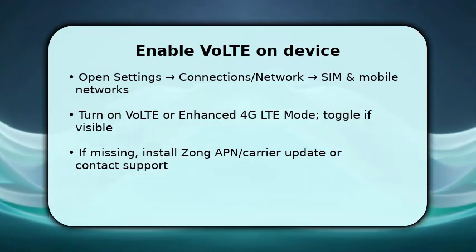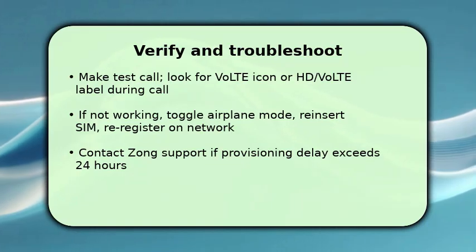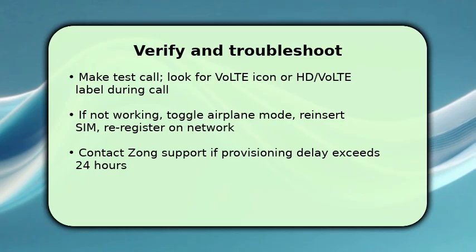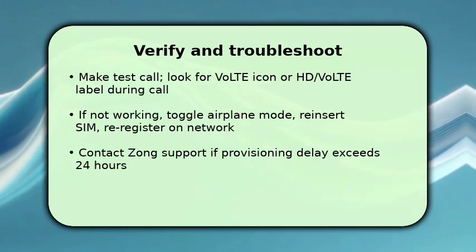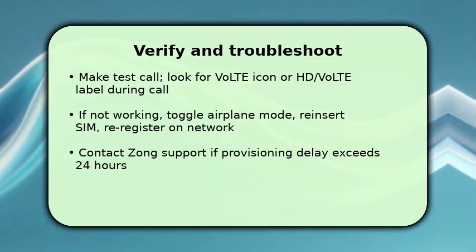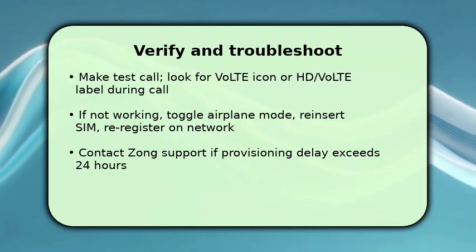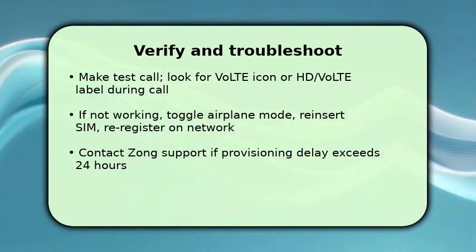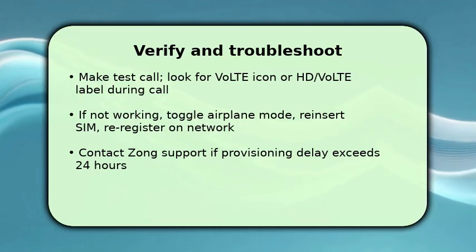You finish by verifying. Place a test call and watch for a VoLTE or HD call icon that confirms registration. If the icon doesn't appear, toggle airplane mode, restart, or reinsert the SIM to force re-registration. Make sure data remains on during the call. VoLTE requires active LTE data on the Zong SIM.